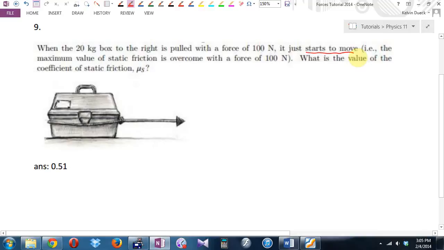First of all, how would I start this? Really? How would I start this? I would do some kind of a free body diagram. You know what? Since they gave me a picture, I guess I'll label the picture. What are the forces acting on this box? Get the obvious one.